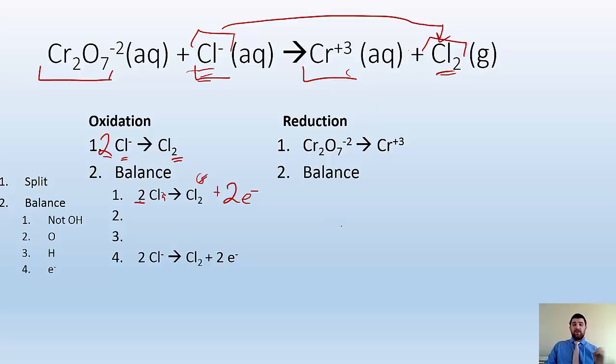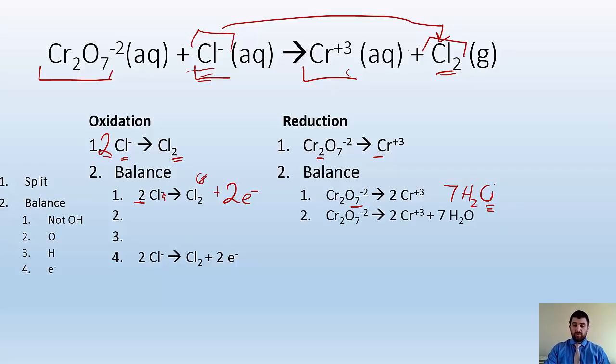So I look at not O and H, which means I got chromium. So I got 2 on the left side and only 1 on the right side, so I got to double it. So I put 2 on the right side, so I got 2 chromium ions, and I got 2 in this molecule over there. All right, next thing, balance oxygen. Well, I got 7 oxygens on the left side, and I got 0 on the right side. So I'm going to have to add 7 waters because I get 1 oxygen for each water. So I add 7 water molecules onto the right side.